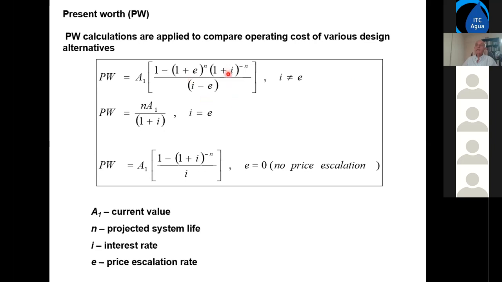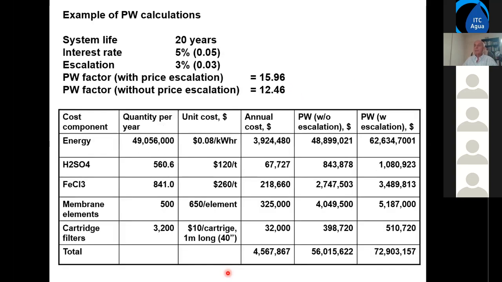So this was calculated, this is the equation for the calculation. But some costs could have escalation, okay? If there's escalation, let's say we assume that the power cost will go up, some chemical costs will go up, and other supplies will go up. So we assume some escalation based on the historical data, 1-3% per year. So this is the current value. This is the projected system life, interest rate, price escalation rate. So this is the example where we calculate the operating cost, present value, calculating the quantity per year and the unit cost, total annual cost.